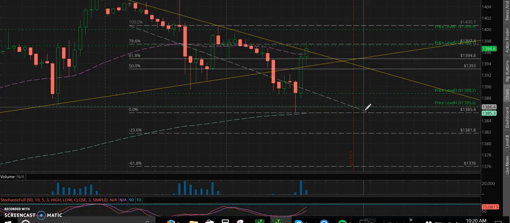But I wanted to quickly recap first of all why I entered, and then I want to keep this running throughout the trade so that I can show how I'm managing it and everything along the way.